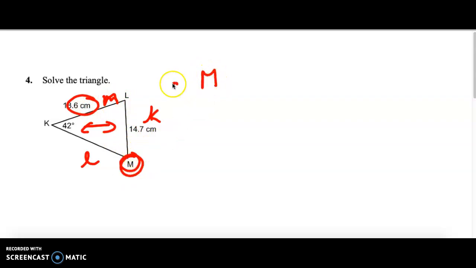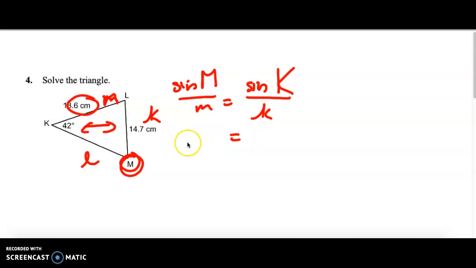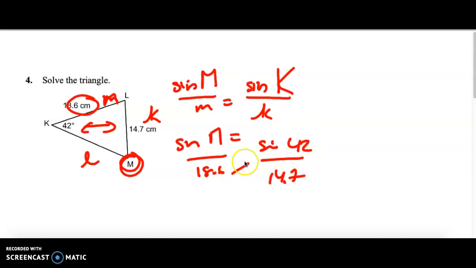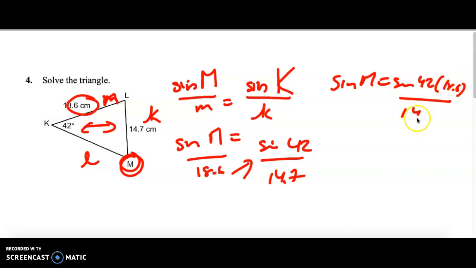So you're going to write that down, and it'll be sine. Remember, anytime you have a big letter, you're going to put sine or cos with it. In this case, it's sine, and that's over little m equals sine. Use the pair now that you have, and the pair is the k's. So there, make a big k there and a little k here. And then sub in sine. That's sine m, I don't know. Little m is, what, 18.6. Sine k is then sine of 42 degrees over little k, which is 14.7. Move one thing, just this guy. So I have sine big M is equal to sine 42 times 18.6, all over 14.7.